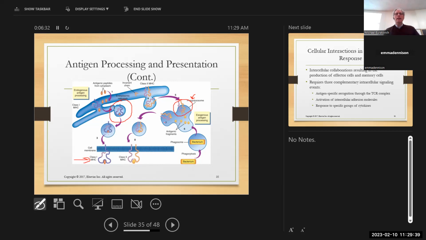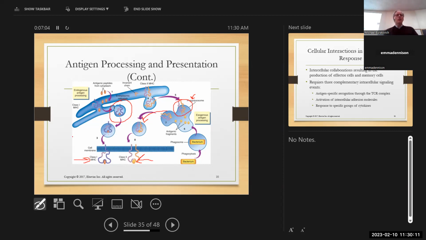Then once these bind the protein, these are trafficked. They're sorted essentially to another vesicle that goes to the membrane. And these are recognized by CD4 positive T helper cells. And that's how CD4 T helper cells can get activated.